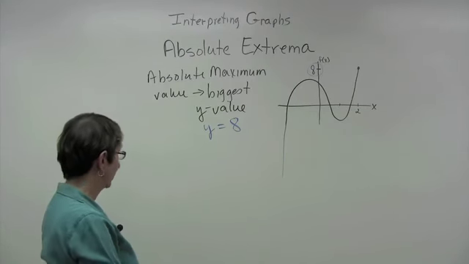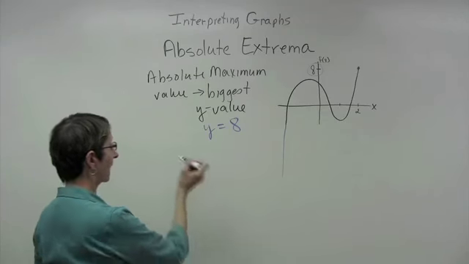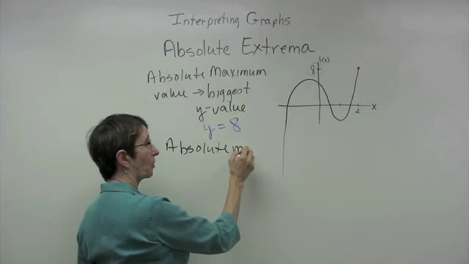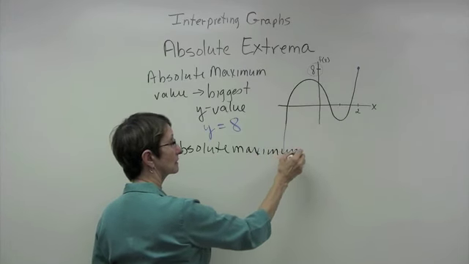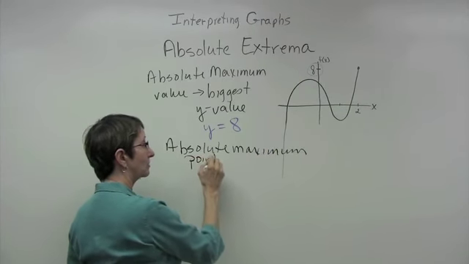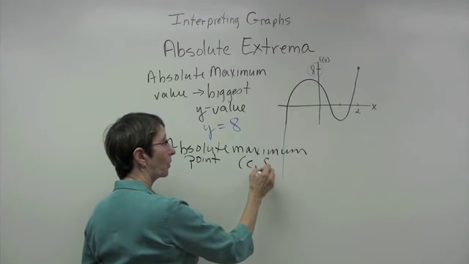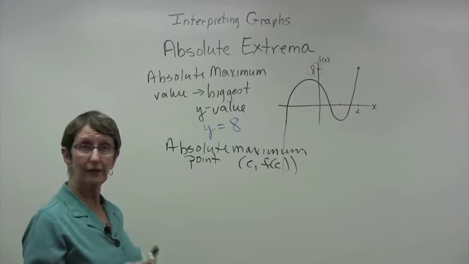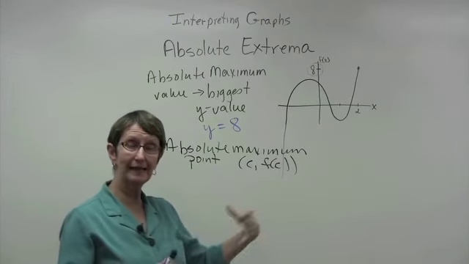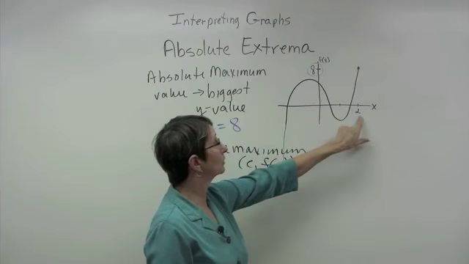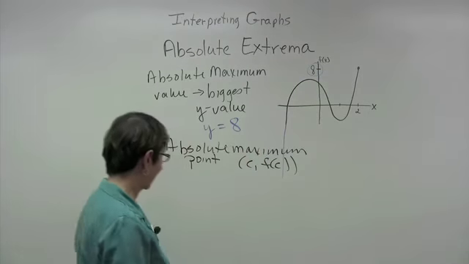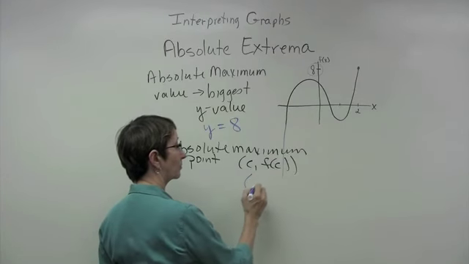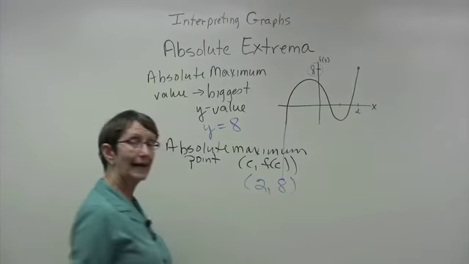Okay. Now, if I want to know about the second thing, the absolute maximum point. That absolute maximum point is the point (c, f of c). So wherever the x value is, the y value at that point. Here, it looks like y is equal to 8, and that came from x equal to 2. So the maximum point is the point (2, 8).